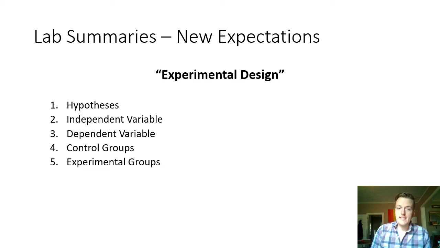The first thing is that we are adding a new section to the lab summaries. It'll be before your introduction section, and this is just so that we make sure that you're thinking through the experiment before you get started writing and analyzing it. It'll be a pretty quick section. You just have to list your hypotheses, the independent variable, the dependent variable, the control groups, and the experimental groups. It doesn't need to be full sentences for these other than the hypotheses. You just need to quick and dirty list what needs to be looked at that week.